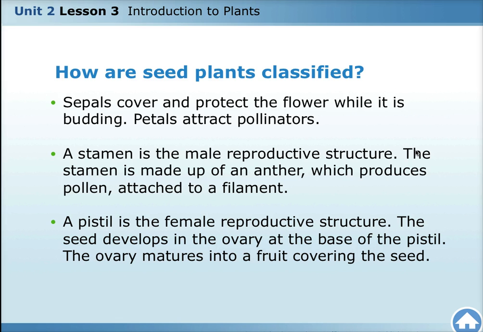The pistil is the female reproductive structure. The seed develops in the ovary at the base of the pistil. The ovary matures into a fruit covering the seed.